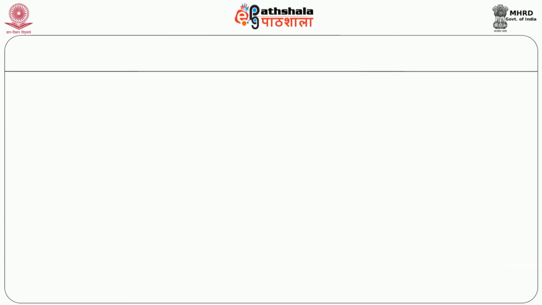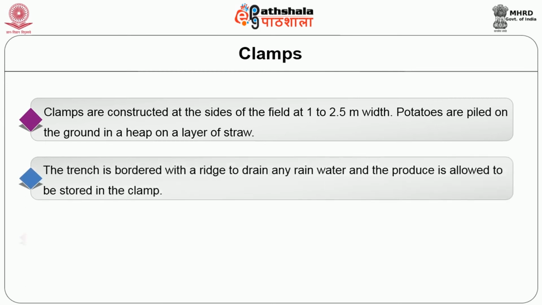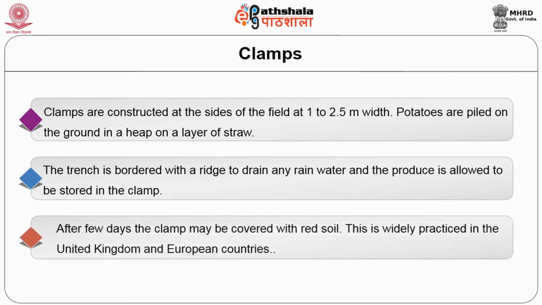The next storage structure is the clamp, where the clamps are constructed at the sides of the field at 1 to 2.5 meter width. Potatoes are piled on the ground in a heapy layer on a layer of straw. The trench is bordered with ridge to drain any rainwater, and the produce is allowed to be stored in the clamp. After few days, the clamp may be covered with red soil. This is widely practiced in the United Kingdom and the European countries.